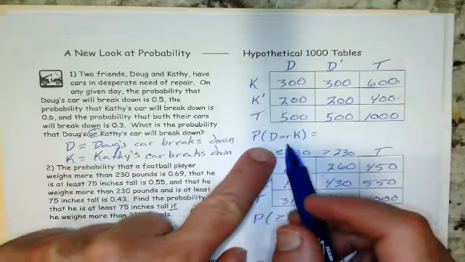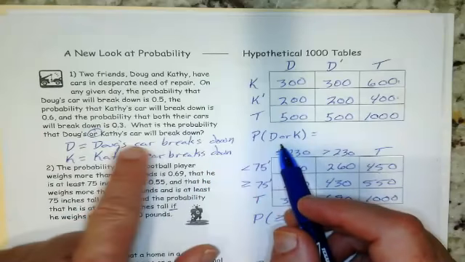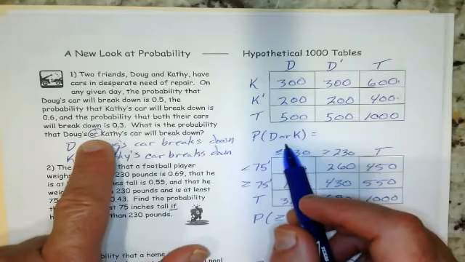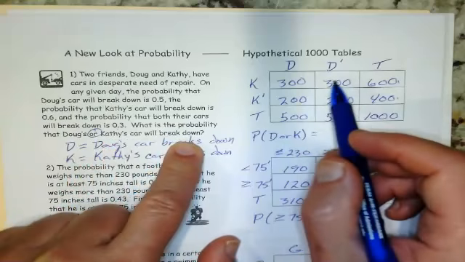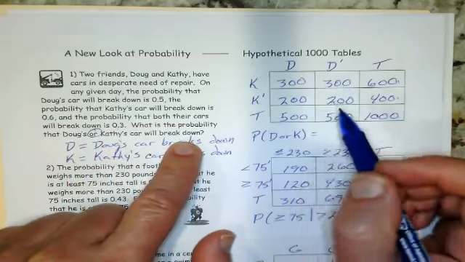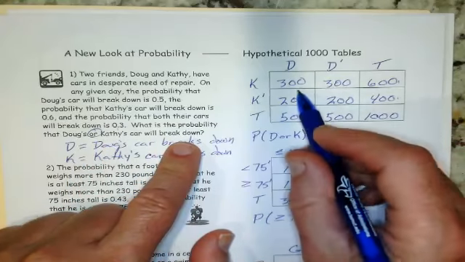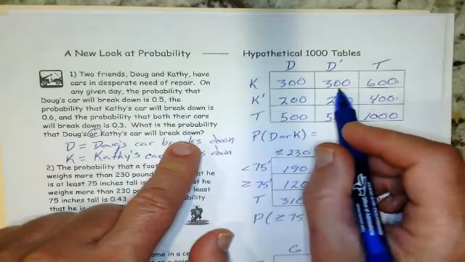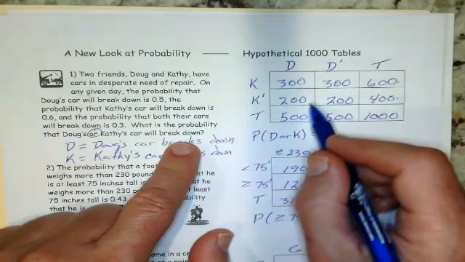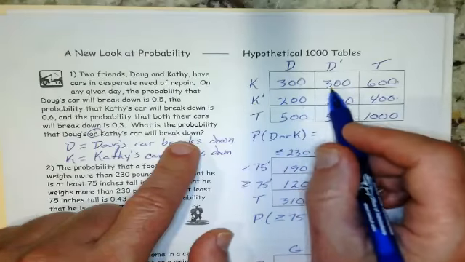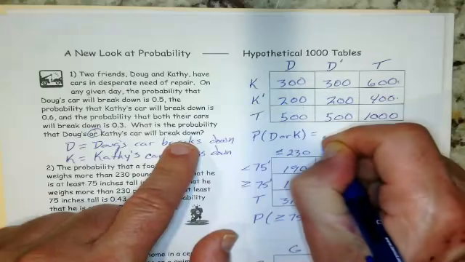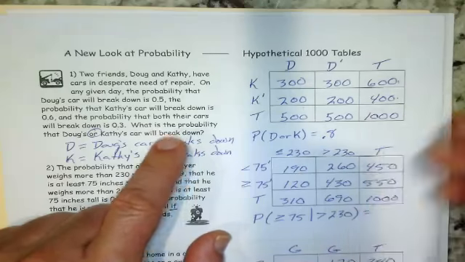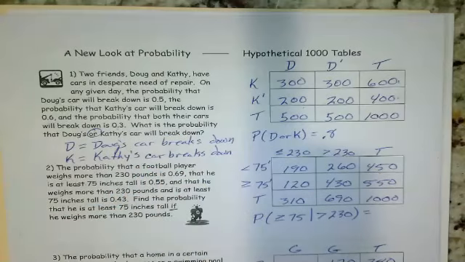So the question asks, what's the probability that Doug or, which means to add, Doug or Kathy's car will break down? Okay, well, where are the places where they do break down? Well, here's both of them, as well as here and here. So these three are all then breaking down. 3 plus 3 plus 2 is 8. So this is 0.8 or 800 out of 1,000, which is 0.8.